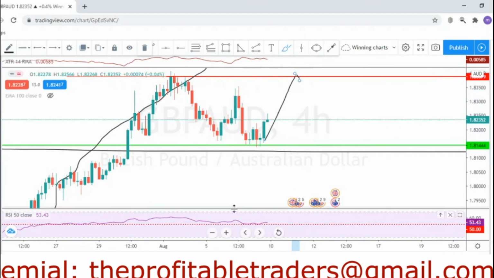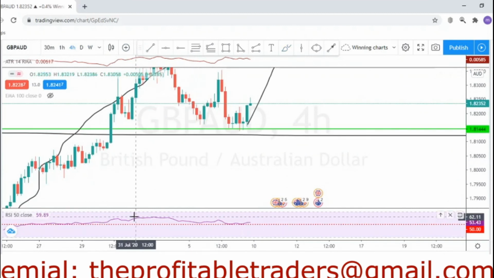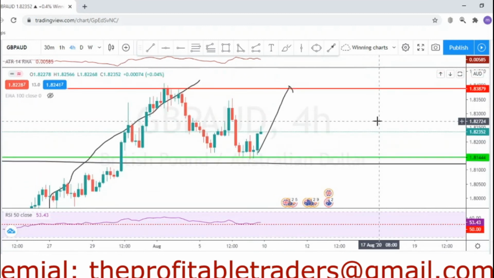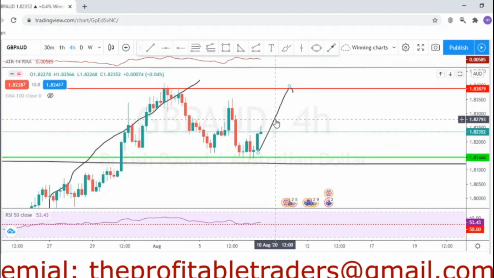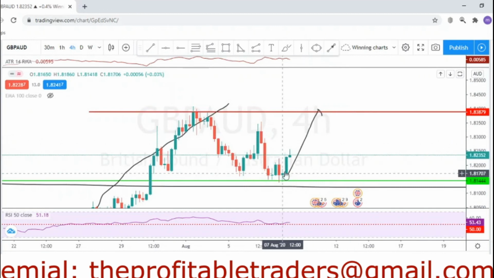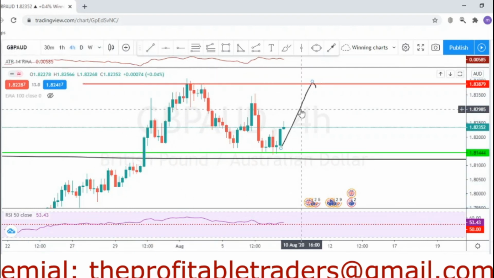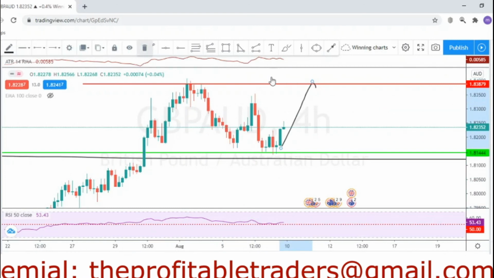The second reason why I will be looking for a long position here is because this RSI is above the horizontal line here. So these are the 2 reasons why I will be looking for a trend continuation to the upside on this Pound Aussie. And these are the 3 pairs that I'll be watching throughout the week. And if I get good setups on other pairs that I haven't mentioned here, I'll be taking trades as well.